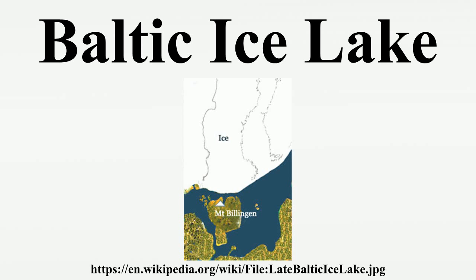Around 10,500 BP the climate became warmer, the ice retreated to the north of Mount Billingen, and the waters broke through central Sweden again, providing a second egress. Water level dropped 25 meters to the sea level of the time.